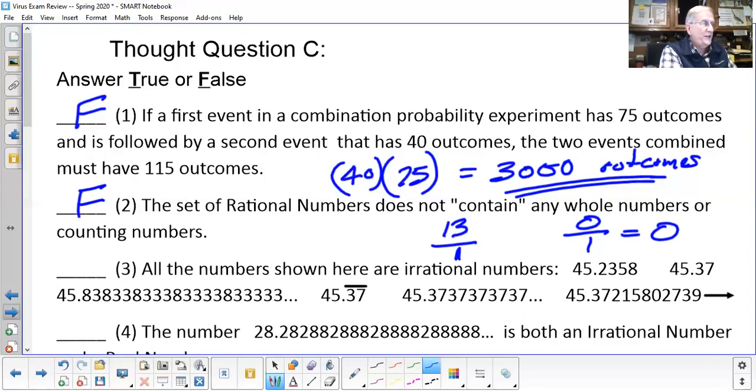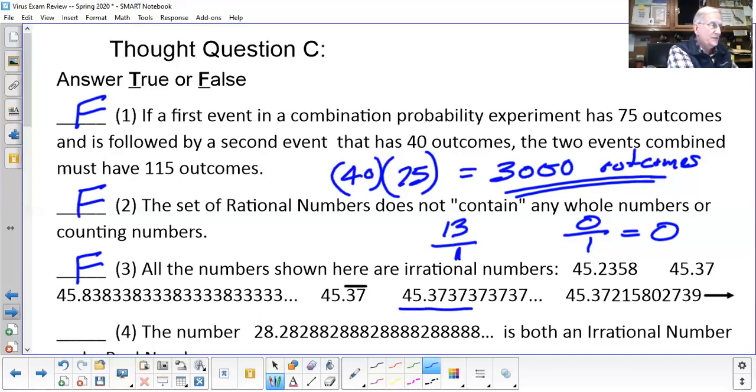All the numbers shown here are irrational. Look at each number carefully. Well, I also have to say that this is false. The reason it is false is there are several numbers there that are rational, not irrational, okay? So I'm going to put false out here, and I want to show you, first of all, I'm going to underline the numbers that are rational.